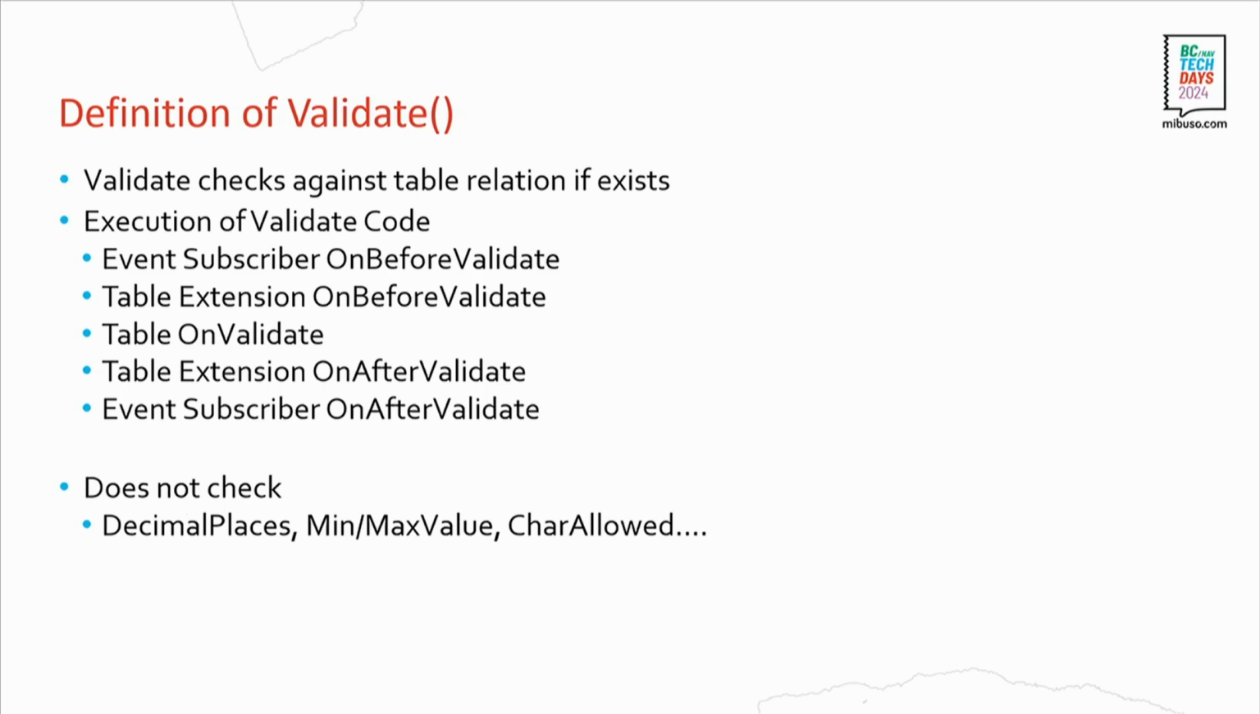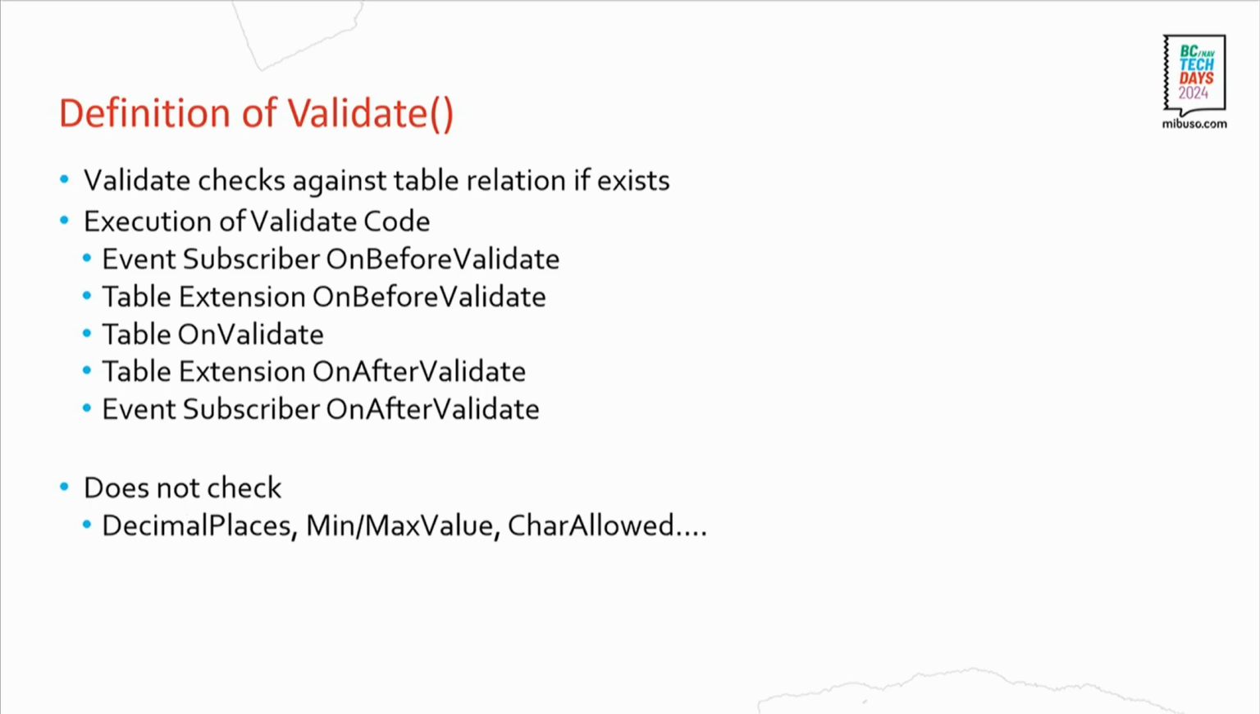It's the validate trigger on the table itself. Then around that, you have the wrapper of the table extension with OnBeforeValidate and OnAfterValidate. And then around that, you have the event subscribers. So that's what you see on the slides. This is the order of execution, how those events get executed.